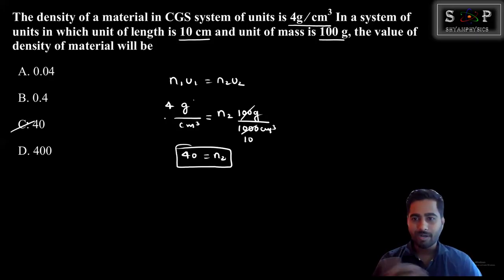Converting from one system of units to another, when we are solving a problem, the units will change however they want. For example, instead of 10 centimeter, I could say the length is measured in terms of 5 centimeter, and mass is measured in terms of 10 gram. At that time you need to substitute the values in the units and you will get the answer.